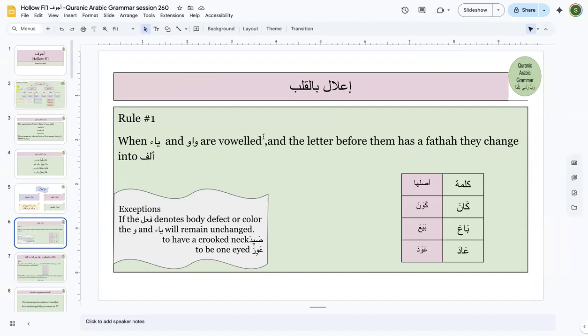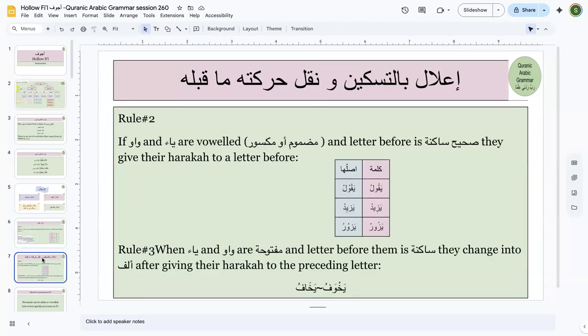This was the first condition. When the waw and ya are voweled, which means they were mutaharik, and the letter before has a fatha, they change into an alif. But in rule number 3, waw and ya were originally voweled, however, they did the nakal and then they became sakin, and then this sakin waw got changed into alif. Clear to all of you? Alhamdulillah, and you are able to decipher the difference between what happened in 1, what happened in 2, and what happened in 3. I hope.